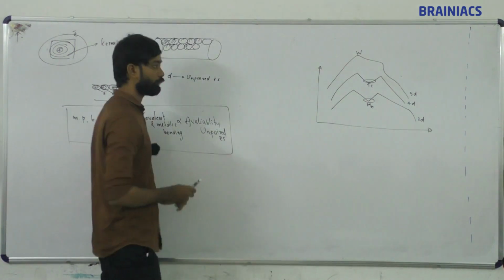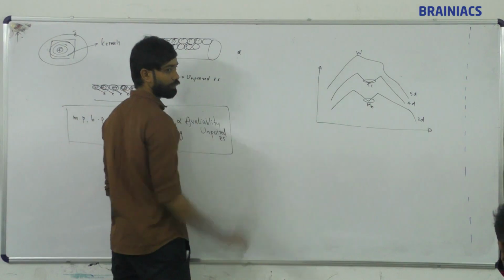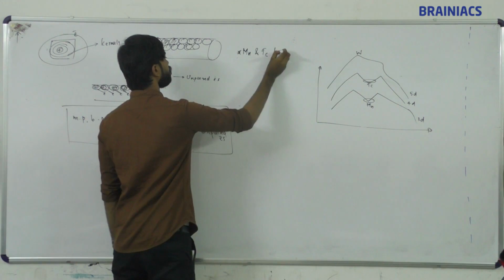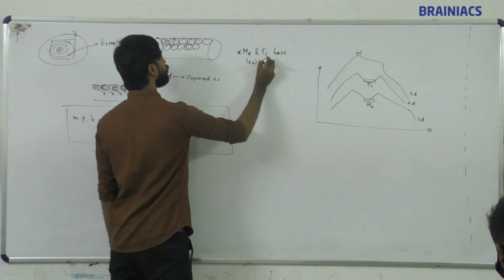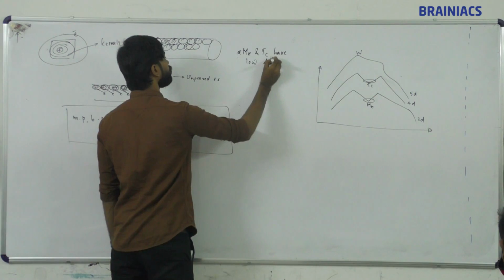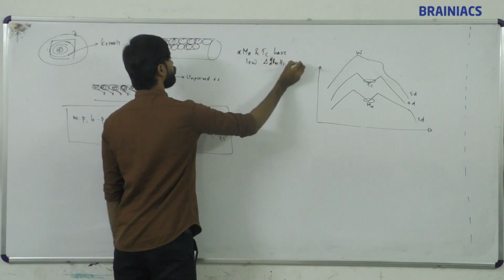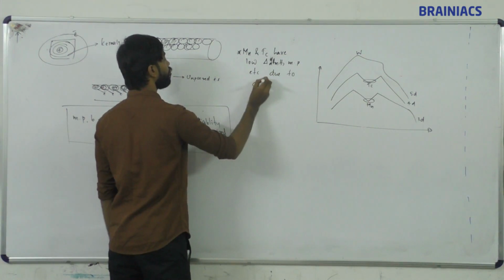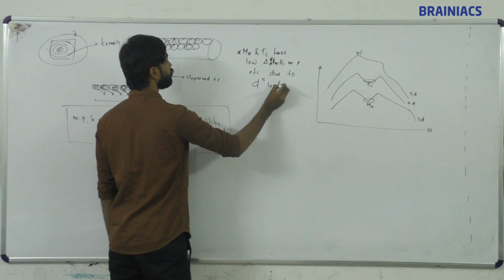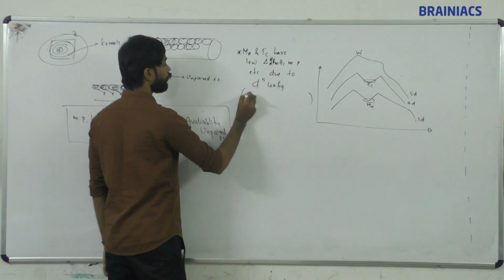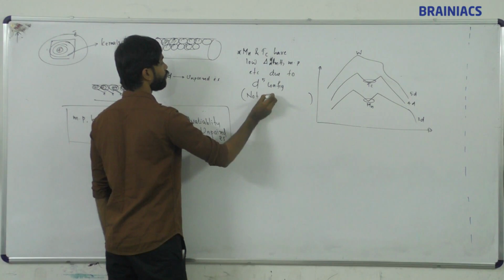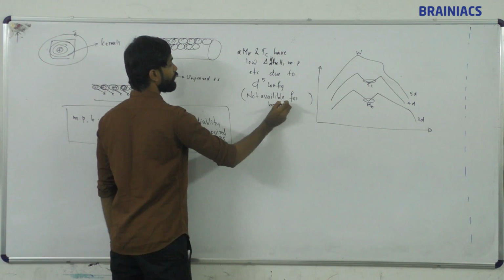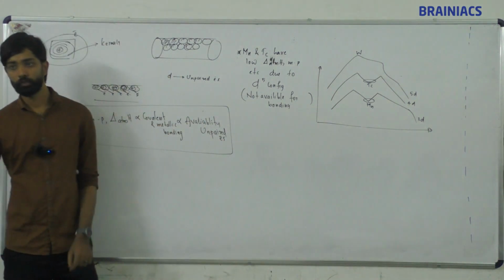So the points from this graph, that is Mn and Tc have low heat of atomization, melting point, etc. due to d5 configuration. Not available for bonding or available as free electrons. Okay, so that's the explanation.